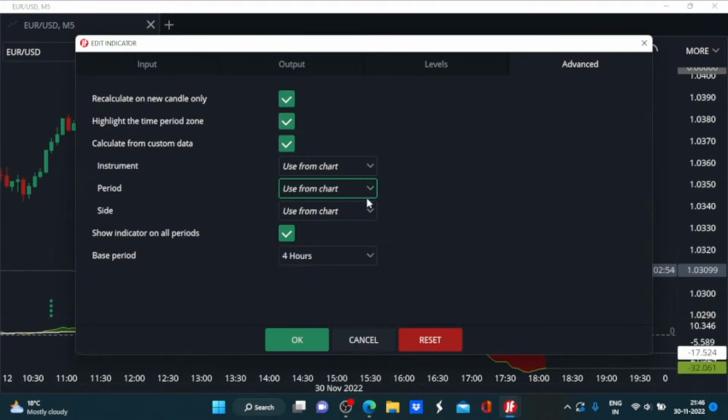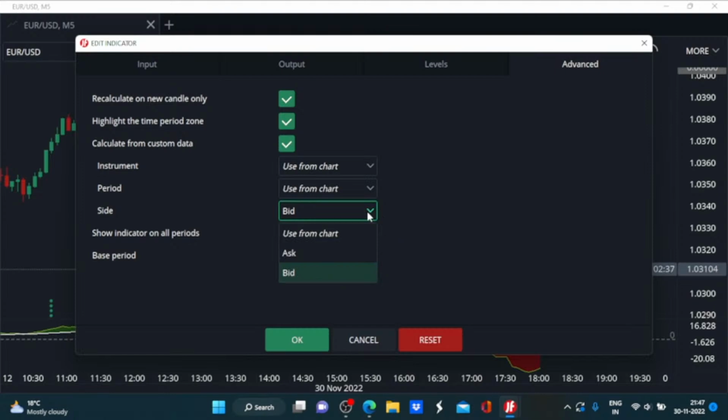Views from the chart. Now I am restoring back to the earlier option. The spread side, ask or bid. We get these two options, used from the chart, or you can choose these two options. There will be a slight difference, but more or less the trajectory is going to be similar unless there is too much of a fluctuation between the ask and bid.